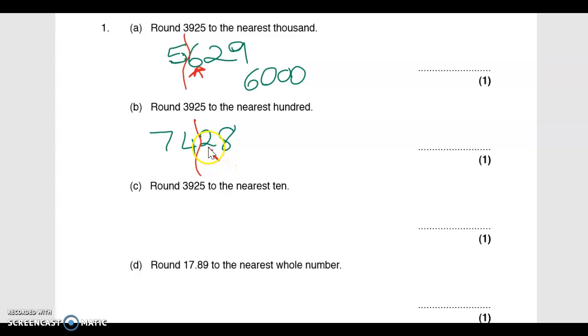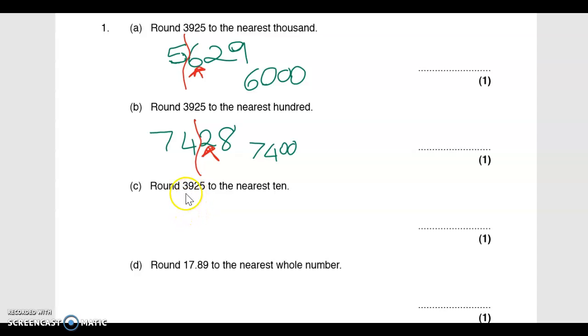Again, we're looking at this 2. Does the 2 round the 4 up to 500, or does it keep it as a 400? Well, it keeps it as a 400 because this is 4 or less. So my answer is not 400, it's 7,400. I need this 7 in front because it's not 400, it's bigger than that, it's 7,400.